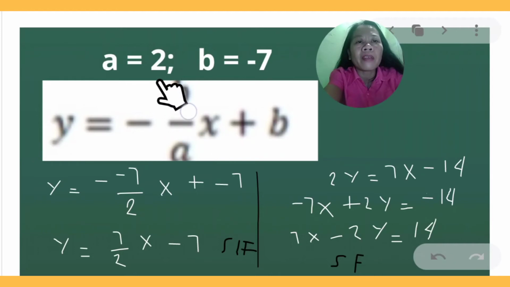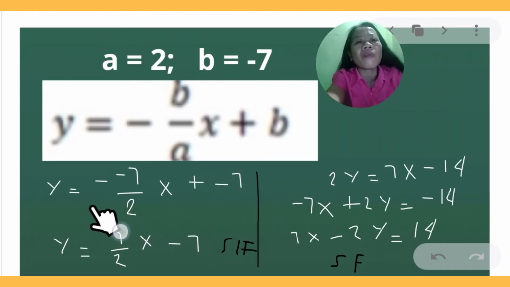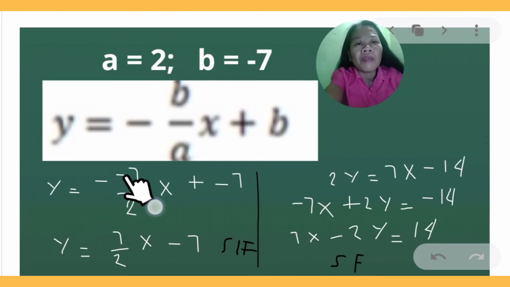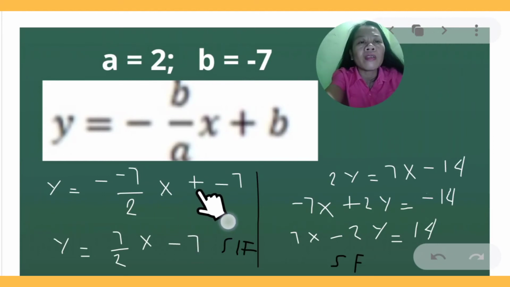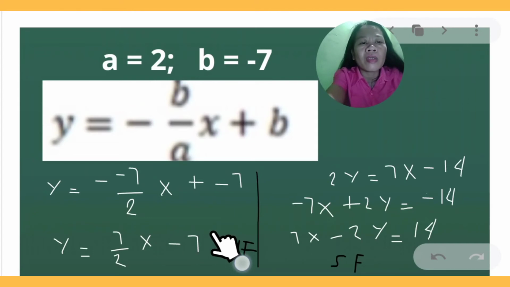Then for our a, we have +2. Just copy x from the formula, plus operation from the formula. And then for b, that is -7. So -7 here. Simplifying, we have negative, negative come after the other becomes positive. So we have +7 over 2x. Then plus and negative come after the other becomes negative, since this means we are going to multiply positive times negative. So we have y is equal to 7 over 2x minus 7. So this is already in slope-intercept form. Our slope is 7 over 2 and the y-intercept of -7.